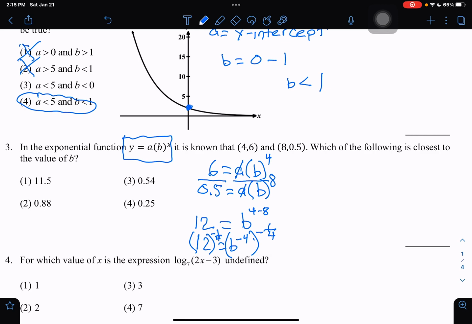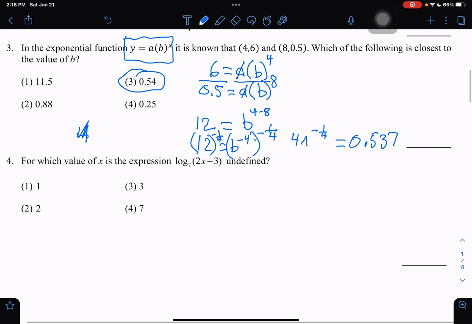So you take out your little calculator and you do 12 raised to the negative 1/4 power. You can put it in as a decimal, and you end up with 0.537. So the closest one to that is 3.